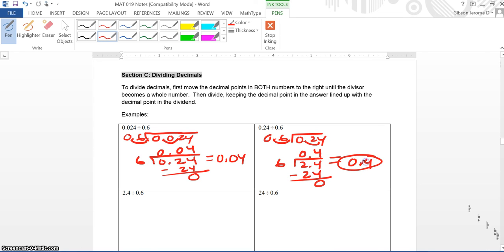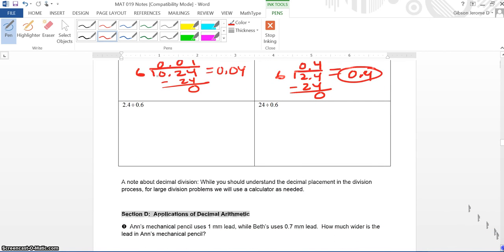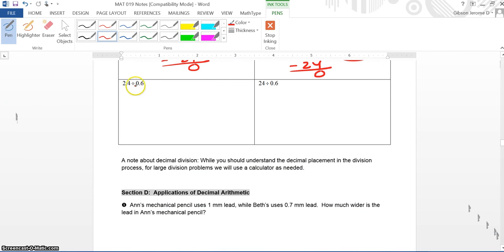Now, we go to the next problem. We have 2.4 divided by 0.6. So we would take 0.6 into 2.4. Now we have to move this decimal one place to the right, move this decimal one place to the right. So it'll be 6 into 24. Now we don't need to include the decimal unless we need to go past this 24. 6 goes into 24 4 times, and we have no remainder. So our final answer is 4.